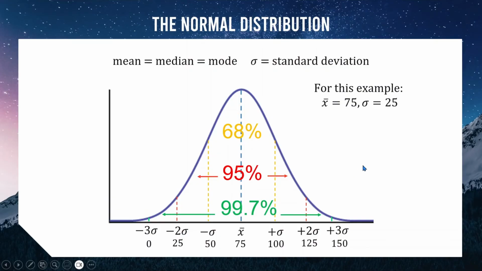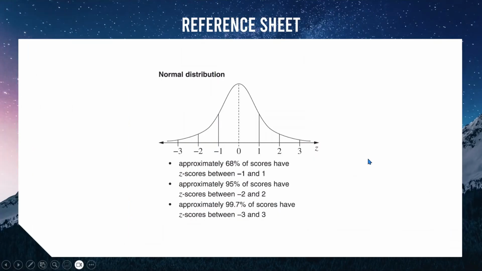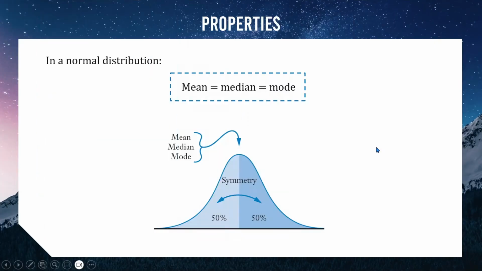Now, don't stress about remembering these percentages, because if you forget them, they are on the reference sheet. They give you a nice little bell curve here, and they have 68, 95, 99.7. All right, let's do a few examples of using these numbers and get you a little bit more comfortable. So here's our first one. Before we do our first one, just a quick reminder of the properties of a normal distribution.